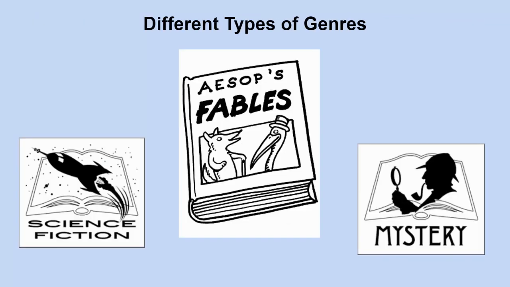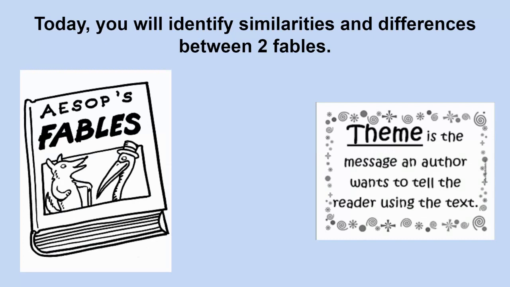Yesterday, we looked at a couple different types of genres, and today you're going to be working with two fables. Fables are stories that oftentimes teach a lesson, and they use animals to teach that lesson. The lesson can also be called a theme. The theme is the message or the lesson that an author wants to tell the reader. So you're going to see today in the fables how the author uses the animals to teach you a lesson or to teach you a theme. You're going to be looking for how these two fables are similar and how they are different.